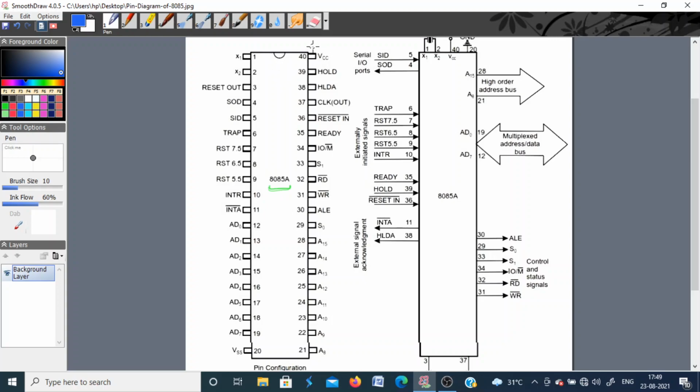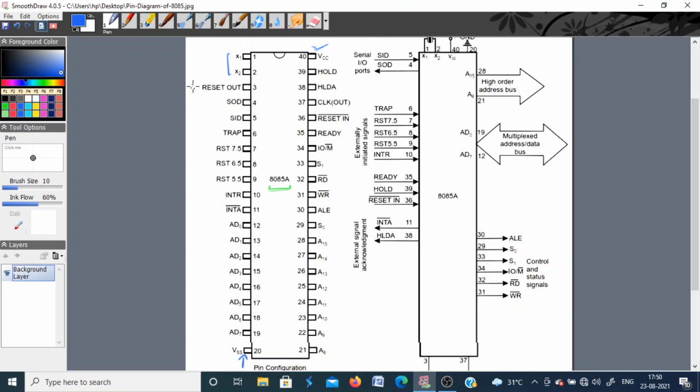Pin number 40 is your VCC, pin number 20 is your ground VSS. So this is the plus 5 volt power supply at pin number 40. X1 and X2 are used to connect an external crystal oscillator. The rest of the pins we already discussed, it is just the numbering now. What is the purpose of each pin, you know now.